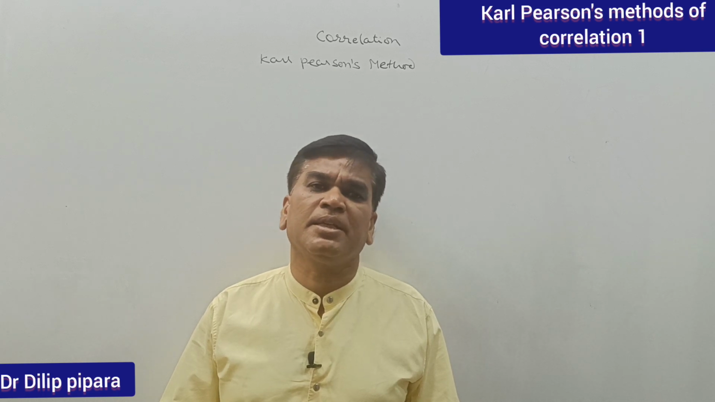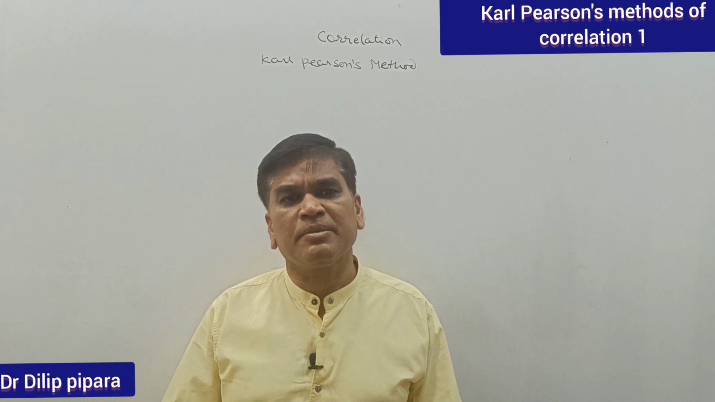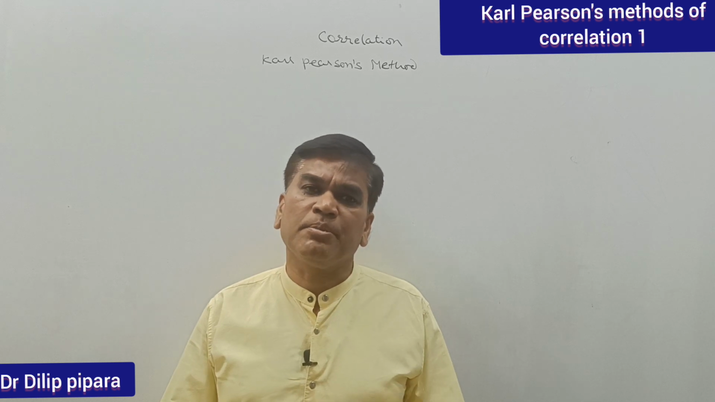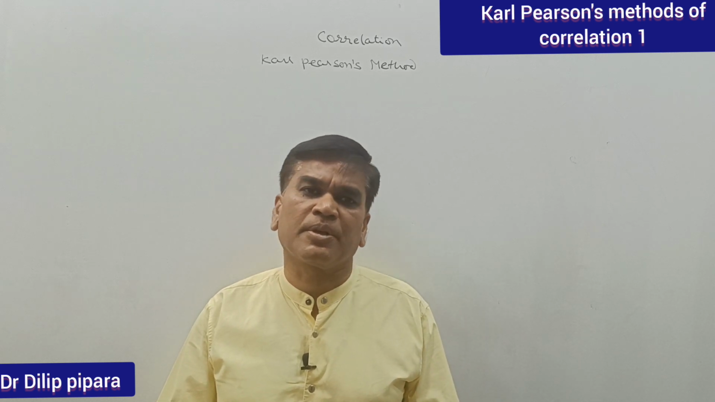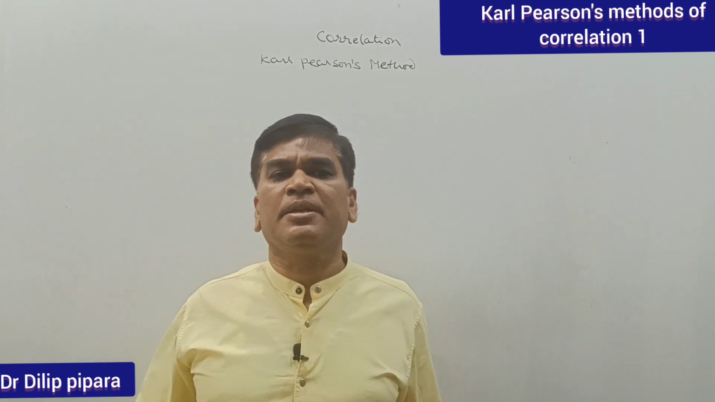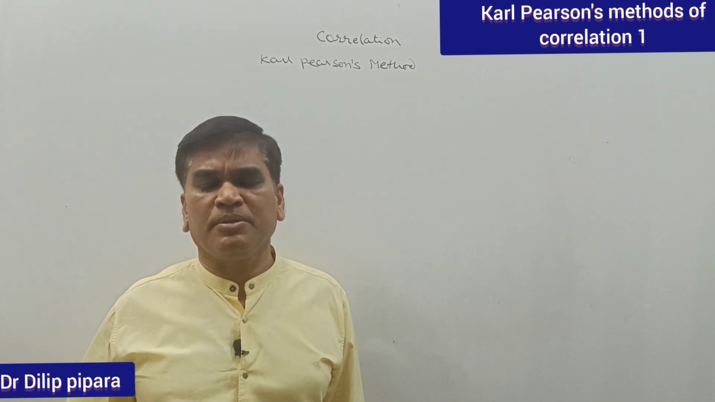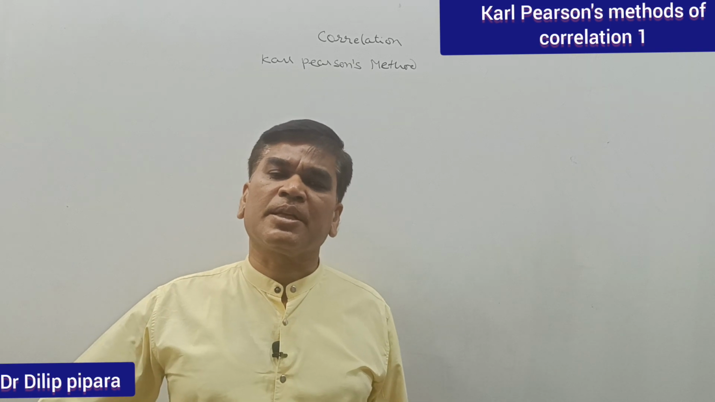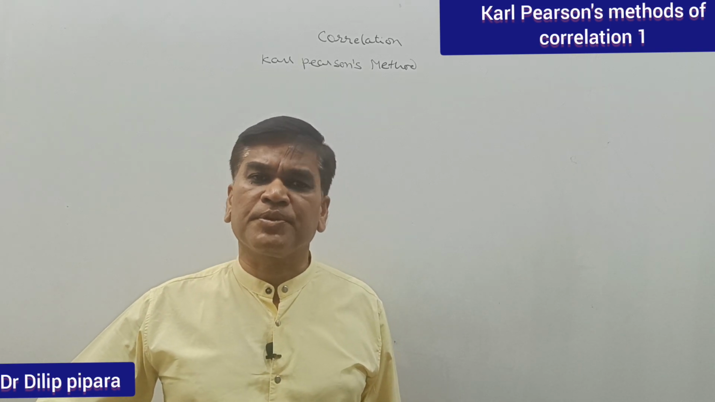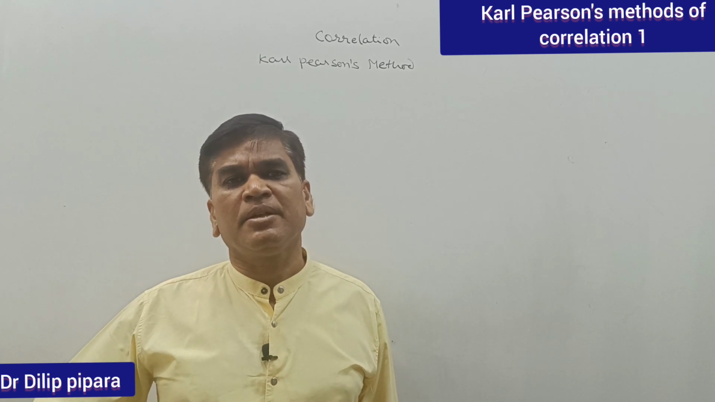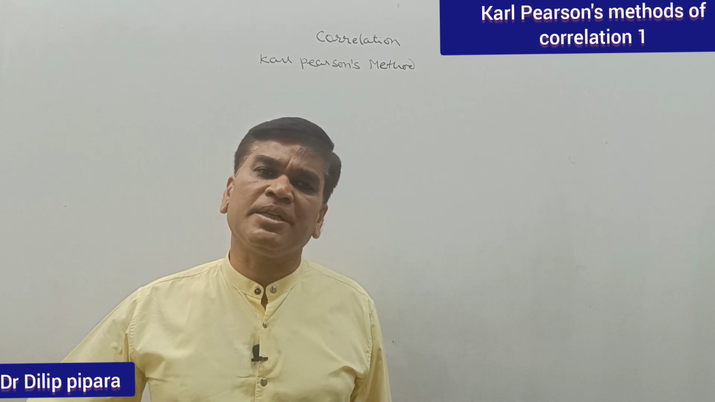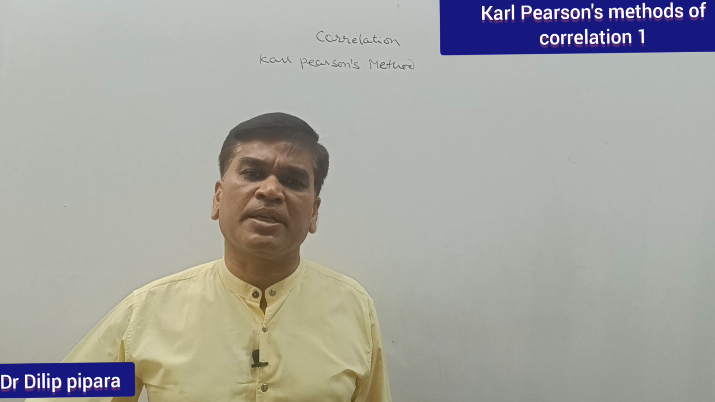That method is called the Pearson coefficient method. It's the best and ideal method of correlation. So today we will have one or two questions in this video related to the Pearson coefficient of correlation. First, we see the direct method of measuring correlation.